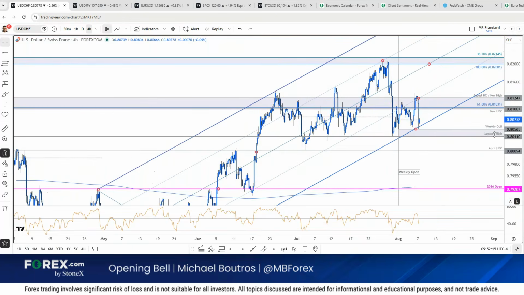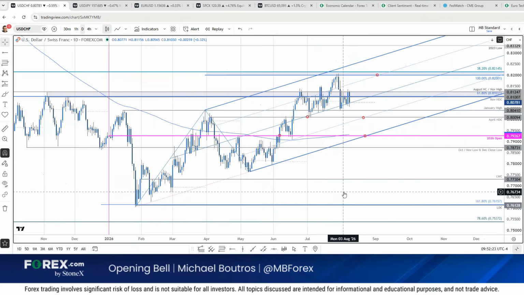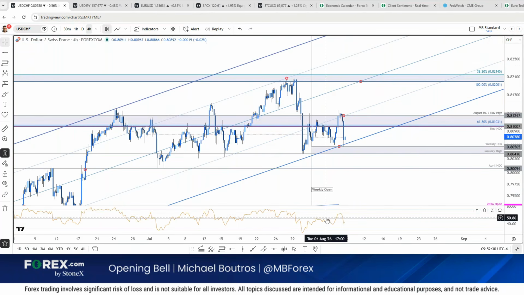The weekly opening range low is 80.56. The January high is 80.41. Uptrend support is there. On the daily chart, the median line for the yearly uptrend is there. Dollar Swiss is trading into support right here, right now.